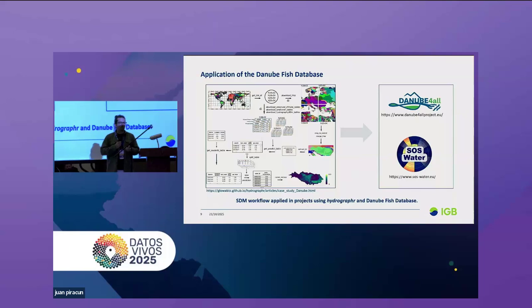Currently, we are using these data sets to model species distribution in the Danube River Basin, for example, in the project Danube for All I mentioned before, but also in another European project, SSS Water, where the Danube is used as one case study. And in the slide, you can see a screenshot of one of the vignettes of the R package Hydrographer, where a set of the occurrence records of the Danube fish database is used to showcase how to use Hydrographer.